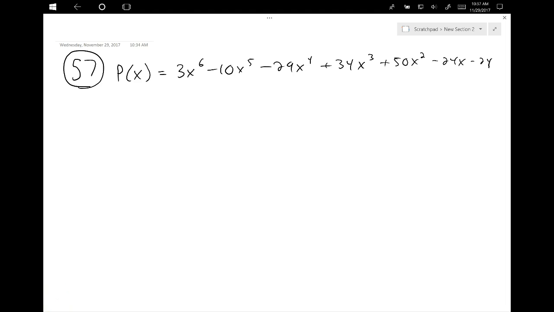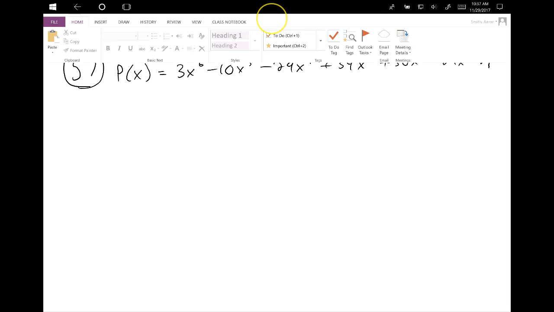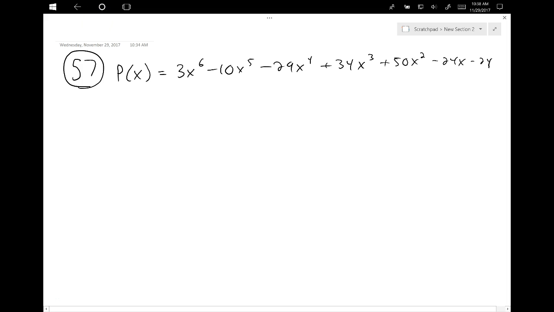On 57, we're asked to find all of the zeros for p of x, which is a sixth degree polynomial with lots of terms. Now, because of how big this is, I definitely don't know a way to factor this, and I don't expect you to either. So let's start by finding our possible rational zeros.